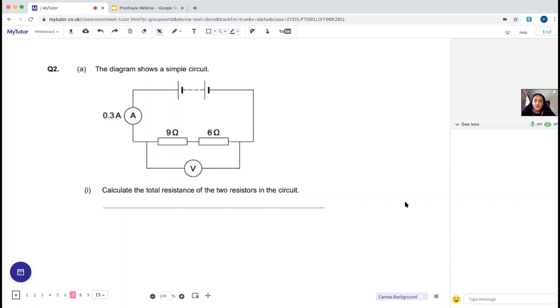Okay, so we're getting a few answers in. The majority of them say 15, which is correct. Well done. So the resistors add, 9 and 6, because this is a series circuit.